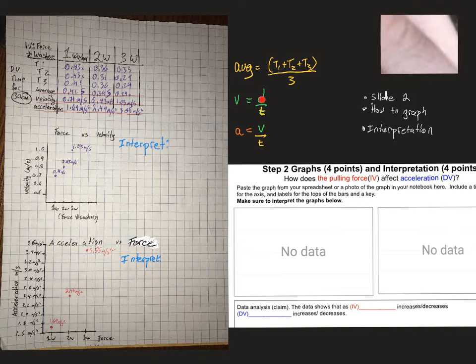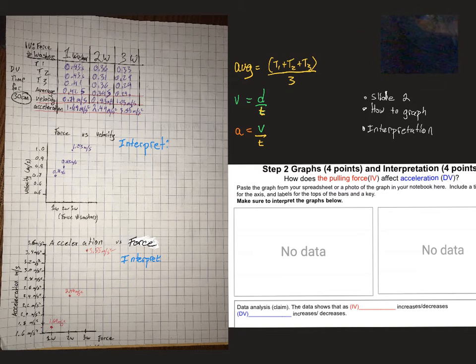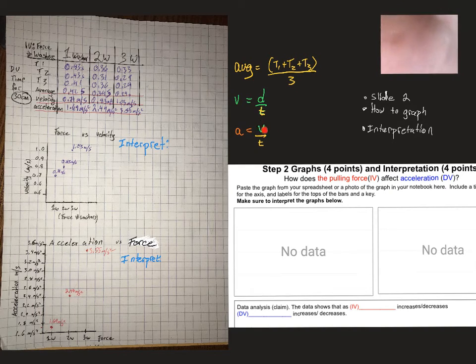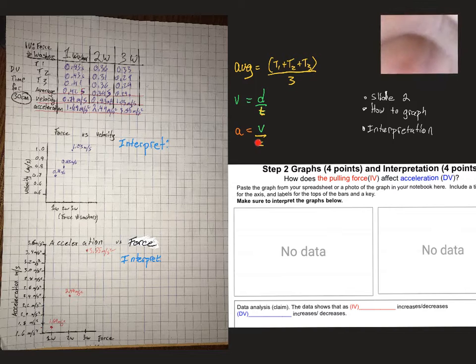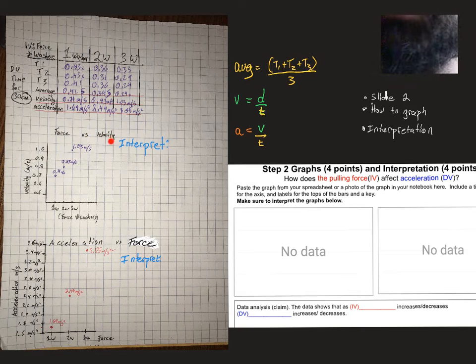Velocity is equal to distance divided by time. So I took my distance, which in this case was 30 centimeters, or 0.3 meters, and divided it by the average time. Acceleration is velocity divided by time. So after I calculated velocity, I divided it by the time to get my acceleration. So now I can make a force versus velocity graph and a force versus acceleration graph.